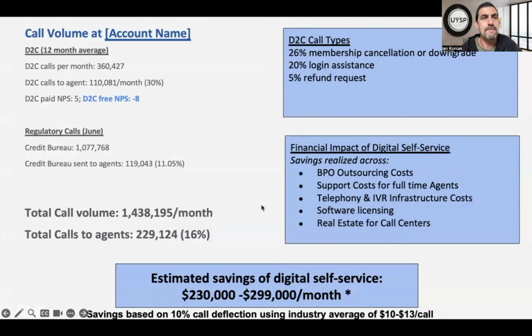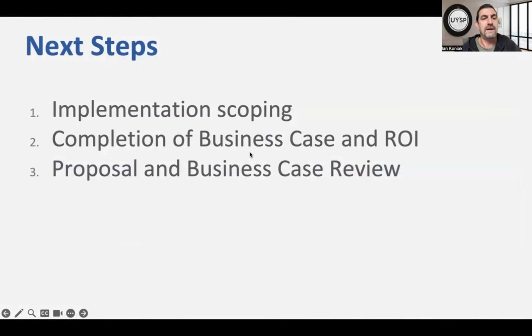And then I showed them a business case, specifically showing $300,000 a month in savings just from opening the digital self-service channel. And finally, the next steps to scope out the business case in further detail, implementation, and review the proposal with them in more detail. So this was the actual presentation that I gave. It led to a very large deal.